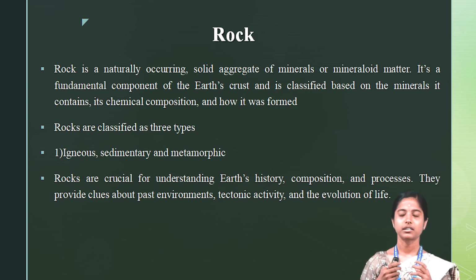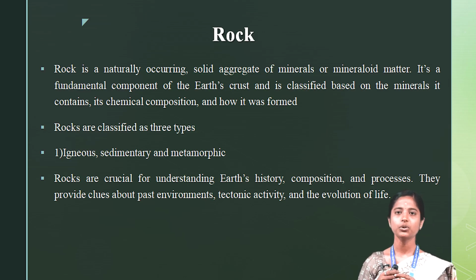Igneous rock comes directly from volcanic activity. If the magma solidifies under the earth's surface, it is called intrusive igneous rock. If the volcano erupts directly above the earth's surface, the lava that comes out solidifies and becomes an extrusive igneous rock.